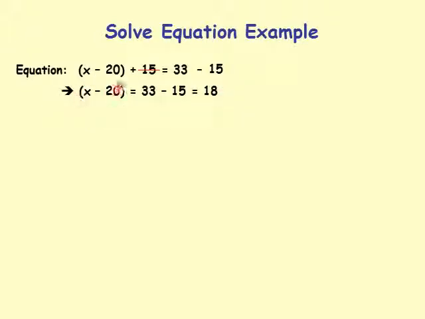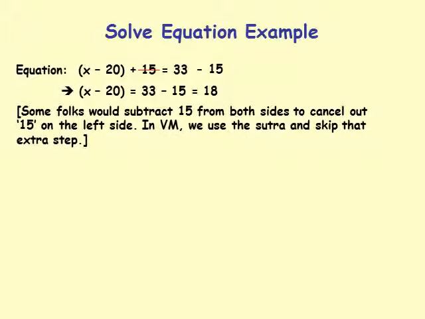Now I don't really need parentheses here anymore, because x minus 20 was the first operation I did. Let's do the x. Some folks would subtract 15 from both sides to cancel out the 15 on the left. In Vedic Math, we use the sutra and skip that extra step. So you could have subtracted 15 from both sides, cancelling out the 15 on the left, and would have 33 minus 15 on the right. But we'll use the sutra that added terms get transposed to subtracted terms when we move them across the equal sign. Let's continue here.